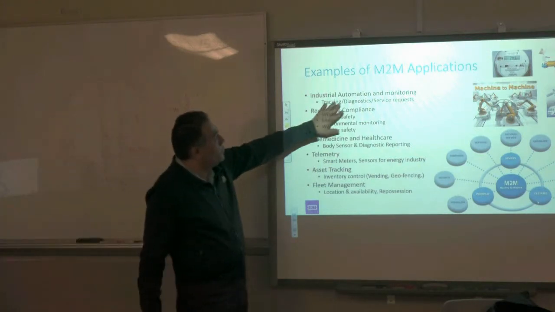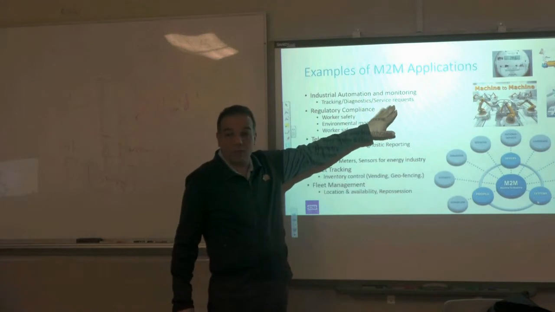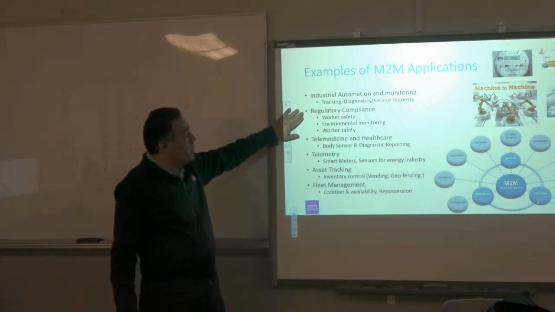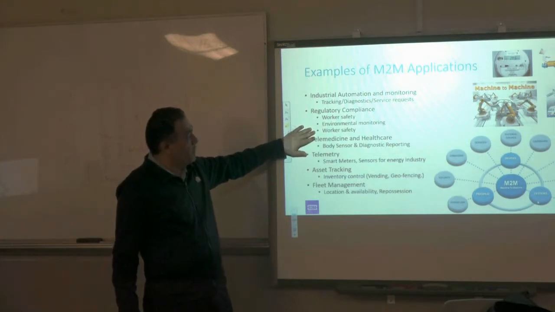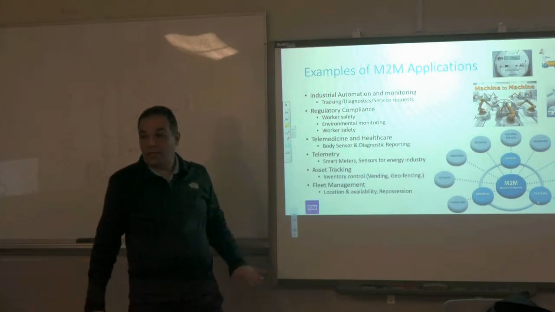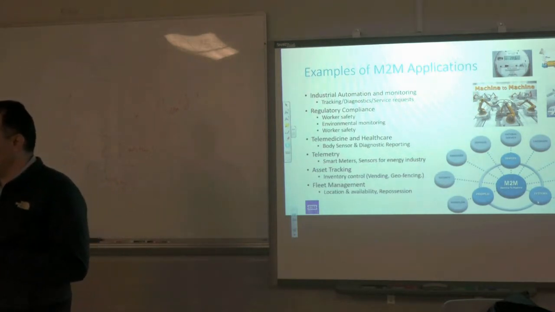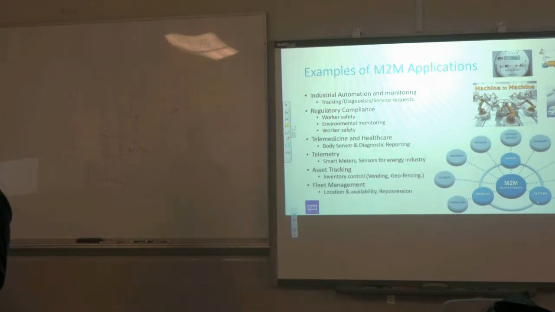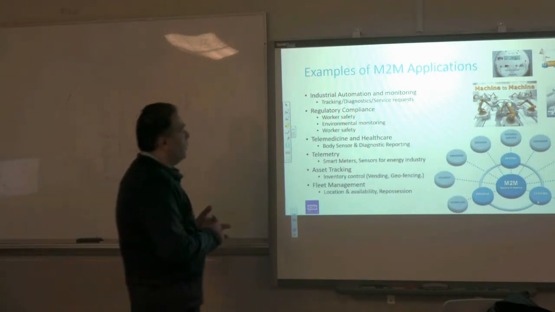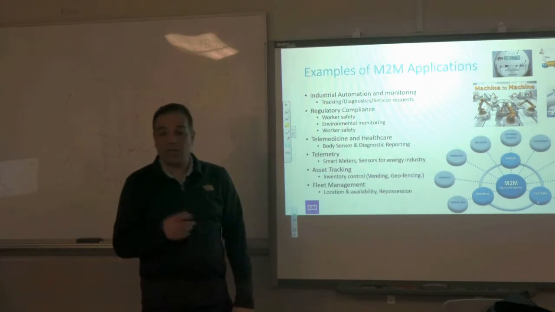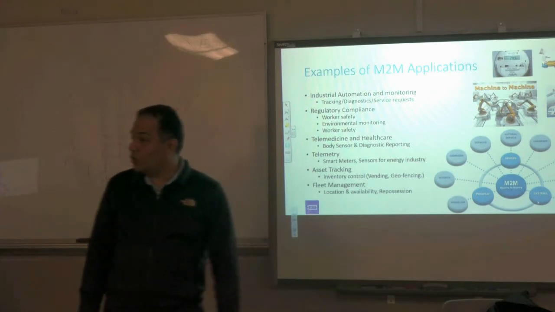So applications: you're talking about industrial automation and monitoring, like tracking, diagnosis, service requests, like I just mentioned in the example, regulation compliance, like worker safety, environmental monitoring. Why worker safety? People who work in far areas, deserted areas, and all the safety. Think about IoT in mining. How can you make sure people are okay? Environmental monitoring: again, people work in areas where the environment is not great. How can you monitor that?